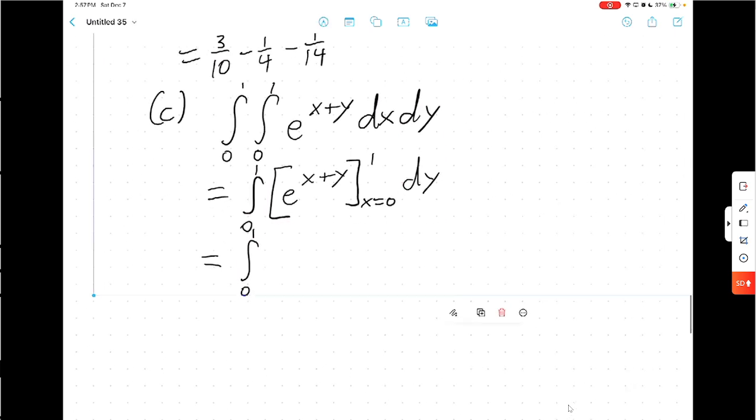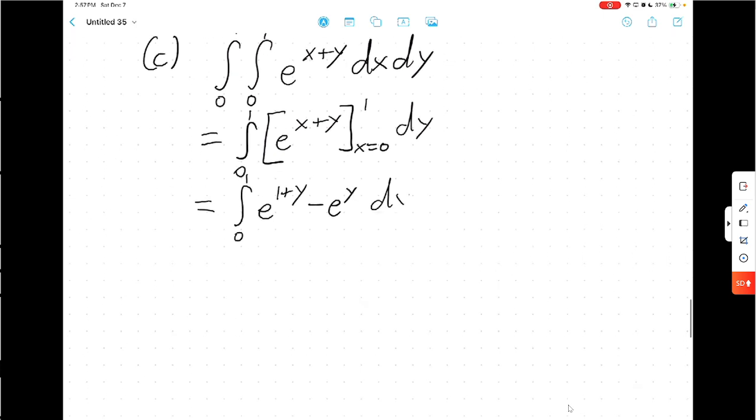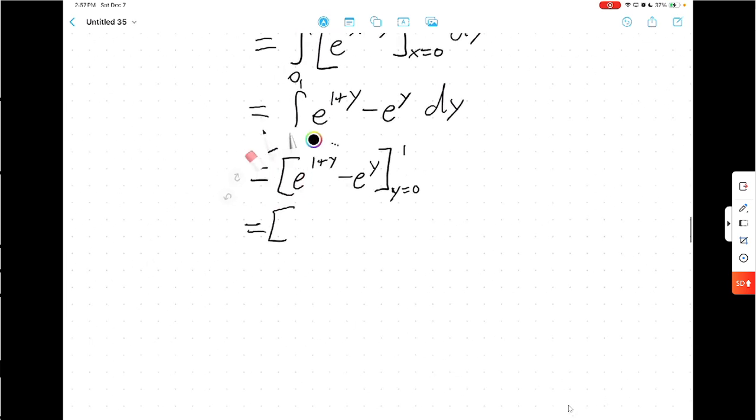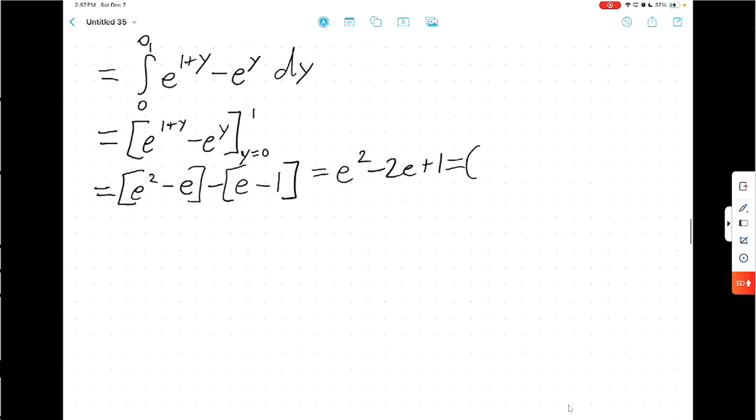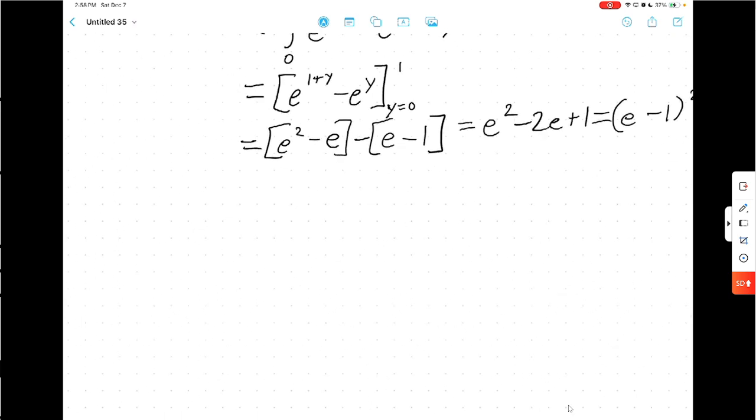So x equals 0, we'll just get e to the y. And then x equals 1, we'll get e to the 1 plus y. This is going to be e to the 1 plus y minus e to the y, evaluated from y is equal to 0 to 1. So we get e squared minus e minus e minus 1, or e squared minus 2e plus 1, also known as e minus 1 squared. Awesome, let's move on.